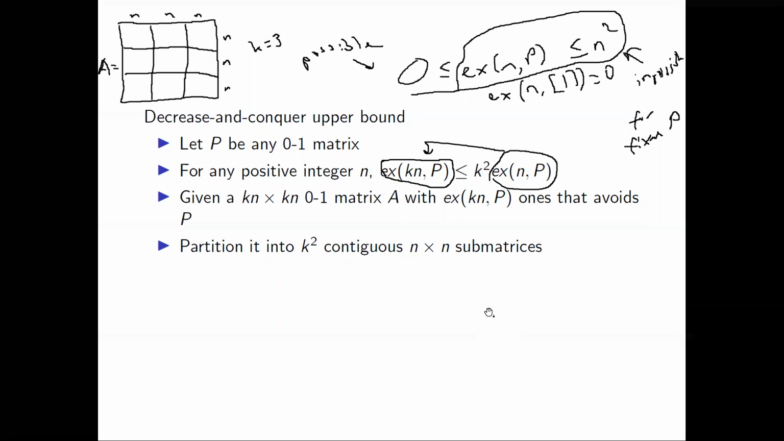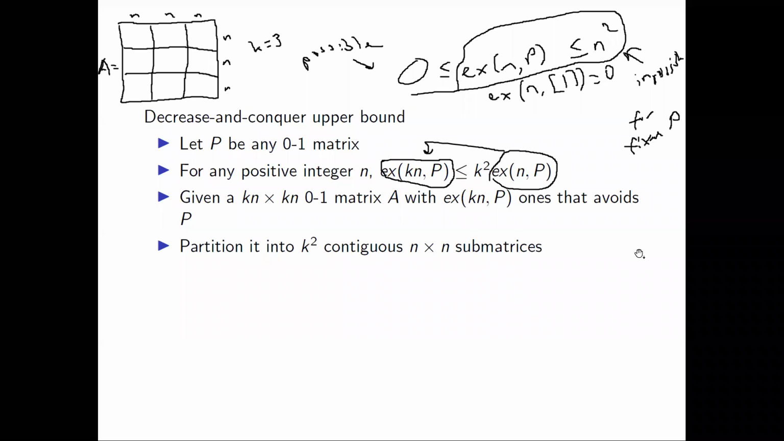So we're going to partition it into K squared contiguous n by n submatrices. Contiguous means that these submatrices are all in adjacent rows and adjacent columns. So when we look at the picture, the rows in each of these are adjacent, the columns are adjacent. Same with that one, and so on, all 9 of them. So all of their rows and columns are contiguous. All of the submatrices have dimensions n by n. There are k squared of them because we split the rows into k intervals and we split the columns into k intervals to make these submatrices.